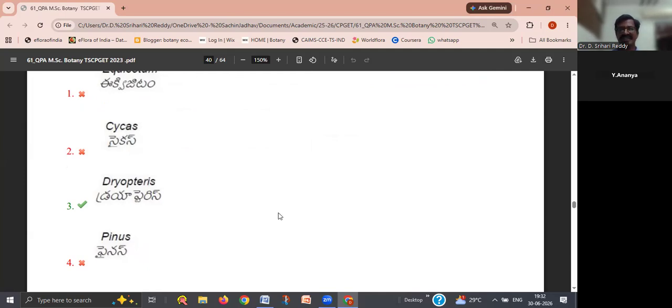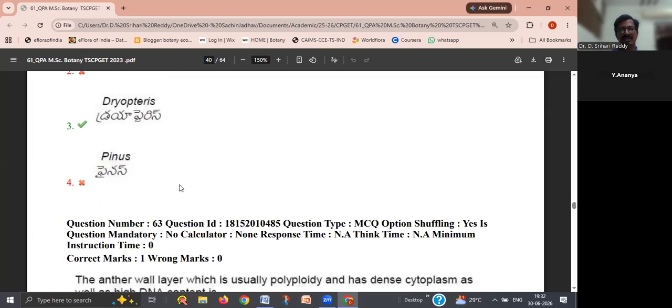In case of the Diapteris, we see that the sporangia, which form the spores, are attached to the leaves. These are called sporophylls. So cones are not observed in case of the Diapteris. That is the right answer.